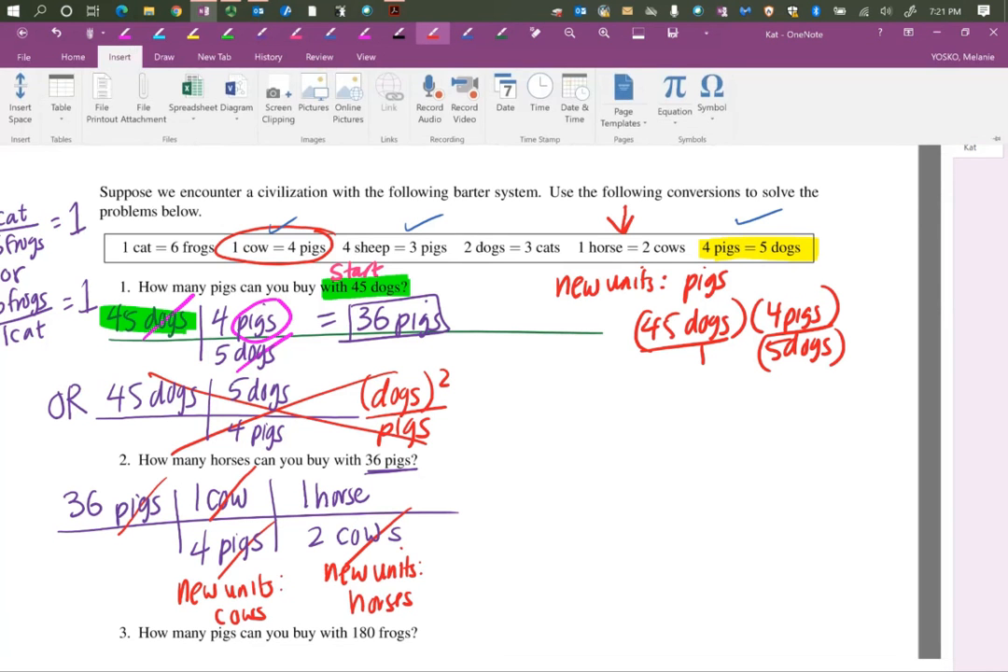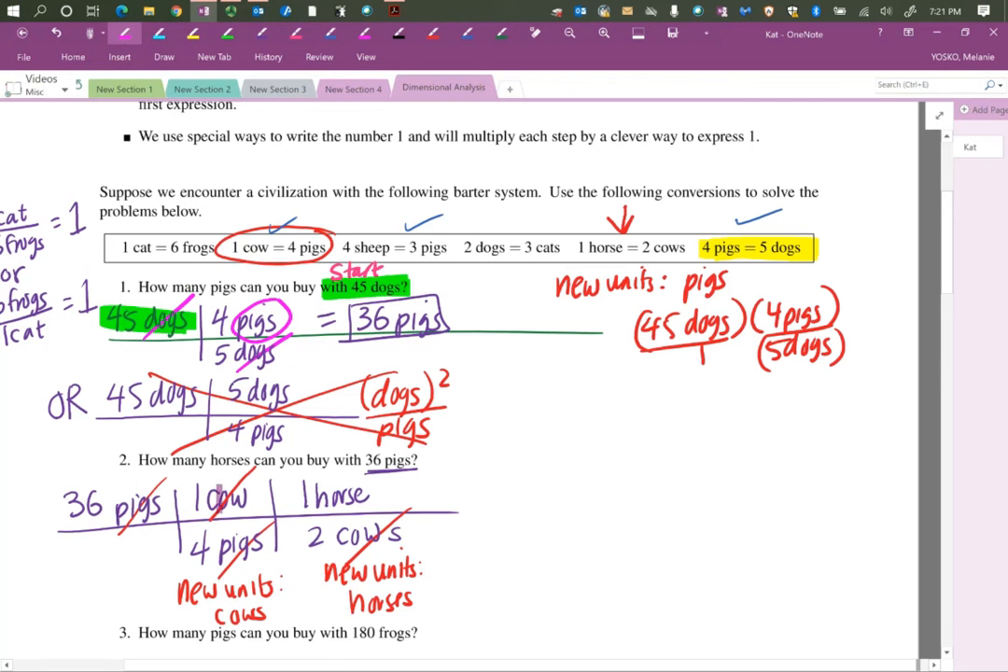Then we multiply 36 times 1 times 1, divide by 4, divide by 2, and we get 4.5 horses. So if you had 36 pigs, you could buy 4 horses.